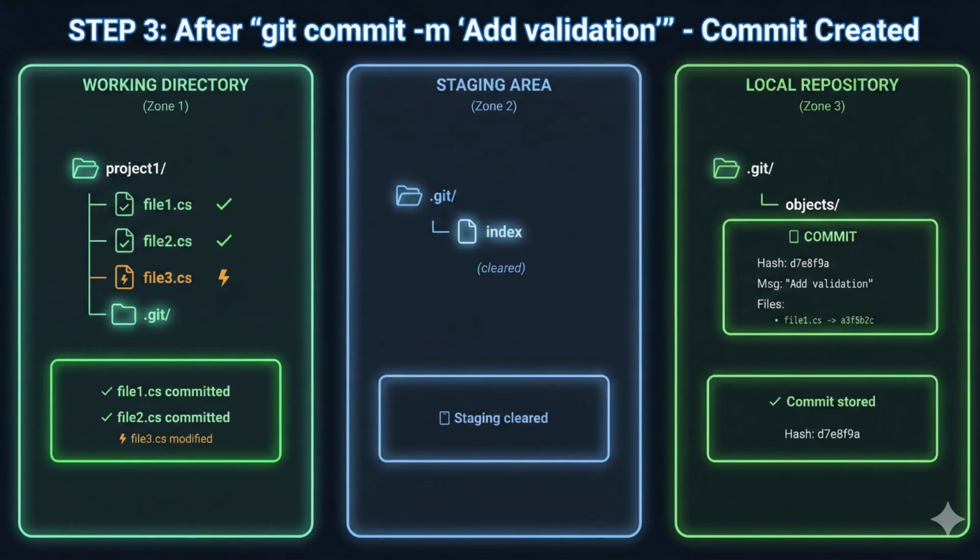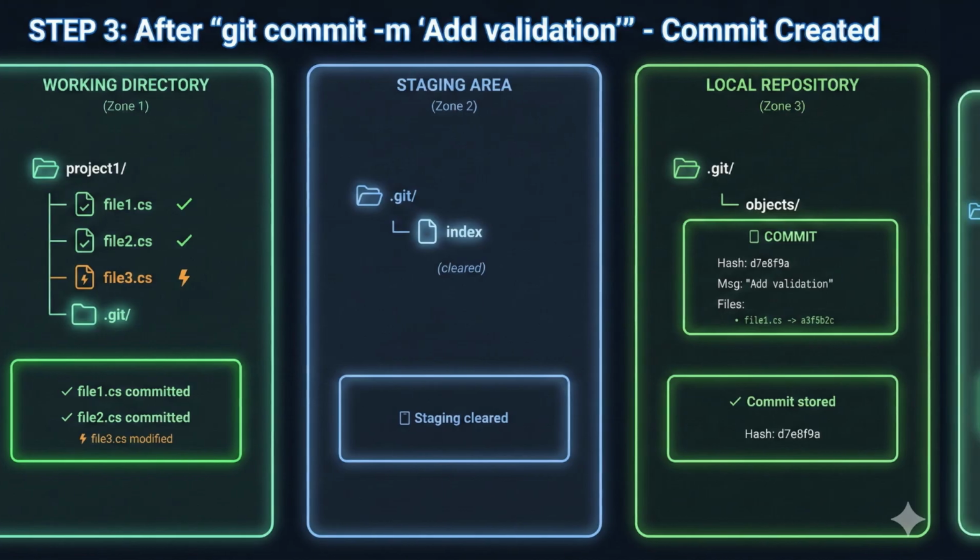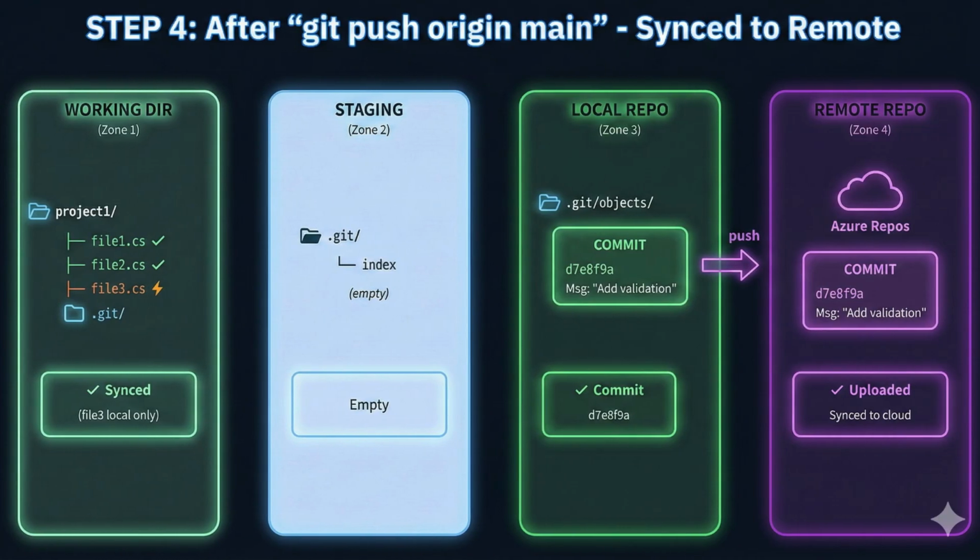But, plot twist. This is still only on your laptop. Your teammate? No idea this exists. If someone steals your laptop tomorrow, this commit vanishes. We gotta send it up. Now it's time to upload. Run git push origin main. Quick breakdown. Git push equals send my stuff. Origin is just a nickname for the full remote URL. Way easier to type. And main is which branch we're pushing to.